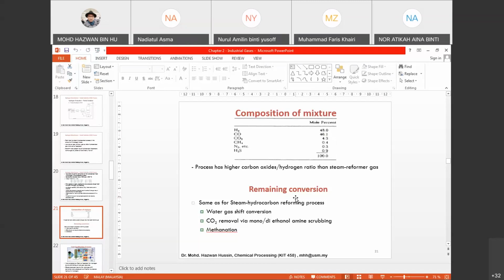I mean, chemists or engineers always have to think about how to increase the yield of a product. So what would be your idea? Anyone? I mean, maybe I should call names.